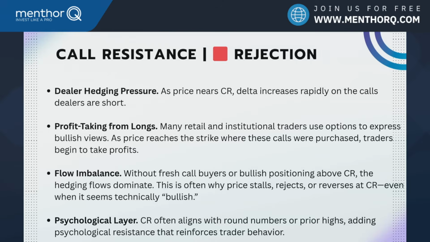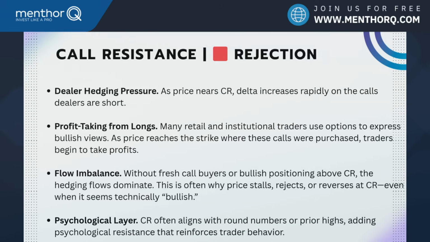This is where dealers who are often long gamma need to sell the underlying or the futures to stay delta hedged. So when we approach this level, we are going to see a lot of dealer hedging pressure. As the price approaches the core resistance, delta increases rapidly on the calls, and dealers are mostly short, possibly. This is going to be a simplistic explanation. We want to make it clear, and we want to help you understand how to use that.